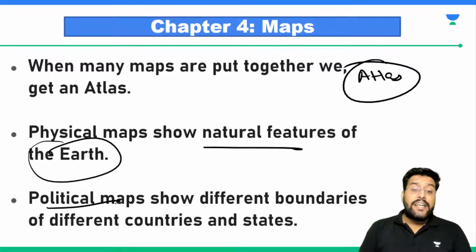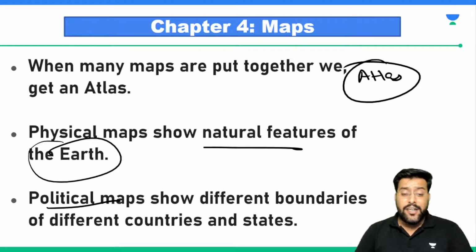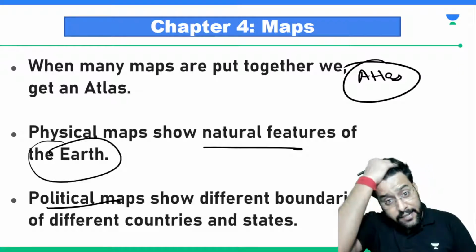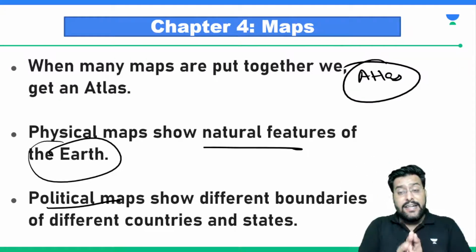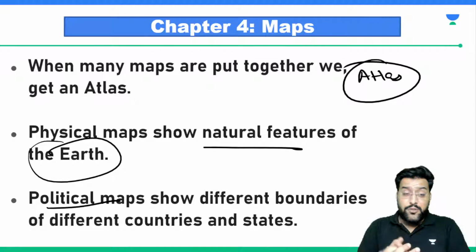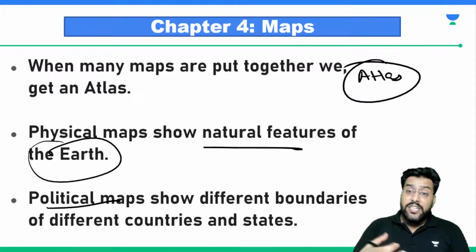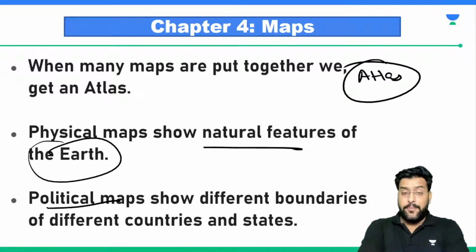Then we have political maps. Sir, for the political reasons, political, don't mix it with the politics. Political reasons is to make it convenient to rule. We divided the areas into different zones for the convenience of ruling it, for the convenience of political distribution.